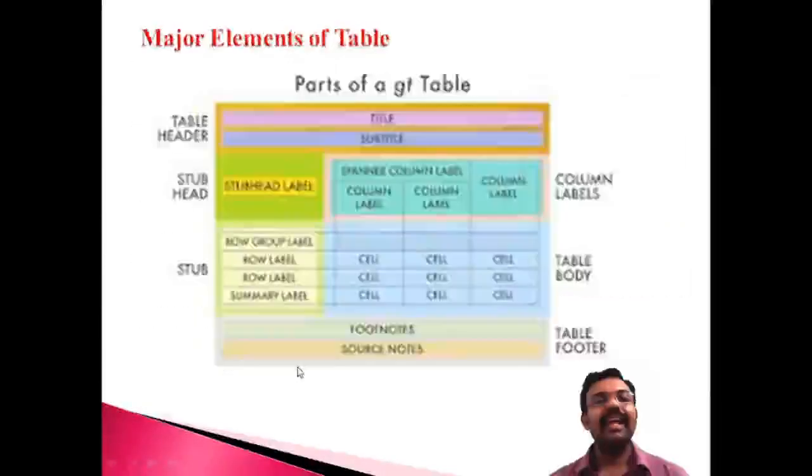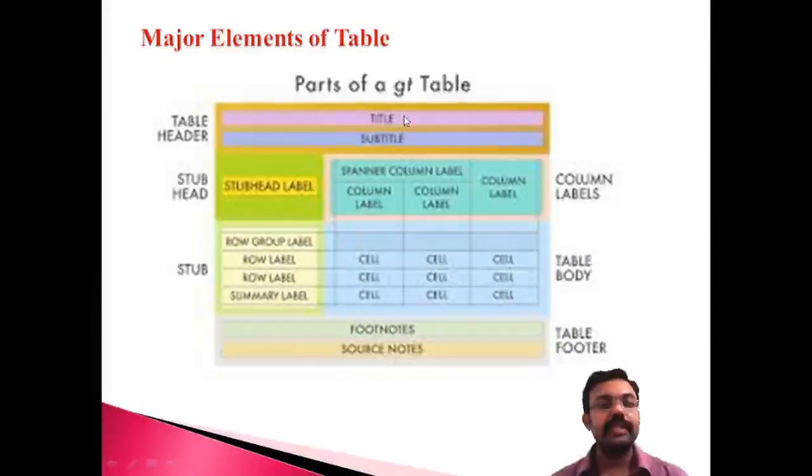Okay, let us discuss the major elements or parts of the table. We are familiar with the different parts of the table. There is a title, a subtitle, a table header, stub, stub head and column label, the body of the table, the table footer, source note and footnote. These are the essential parts of a good table. Whenever we construct a good table, these are the essential parts.